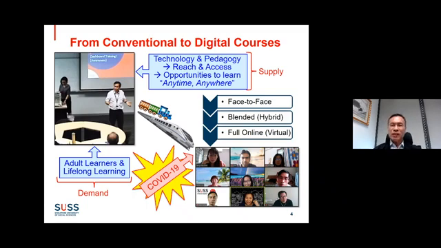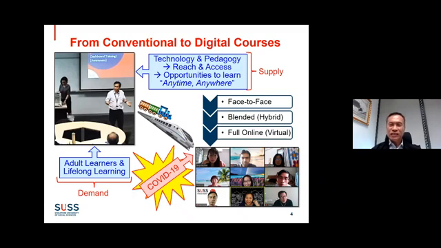For many of these working adults, it's not feasible to come to class in the physical sense, but they certainly want to learn and they can learn online. So you notice that with the merging of supply and demand factors, there's now this trend from conventional courses to digital courses, from face-to-face teaching and learning to online teaching and learning.